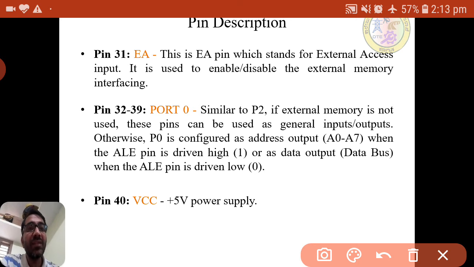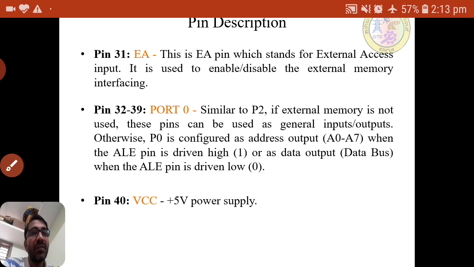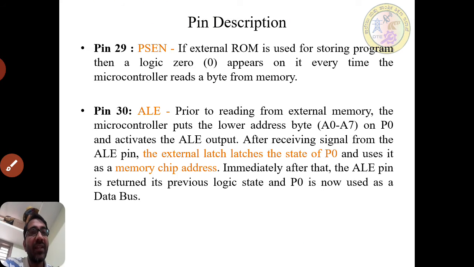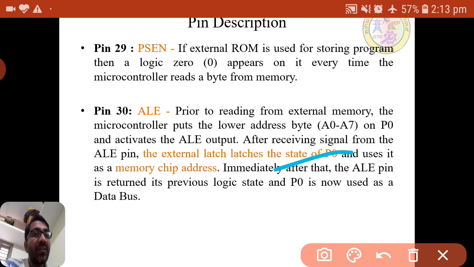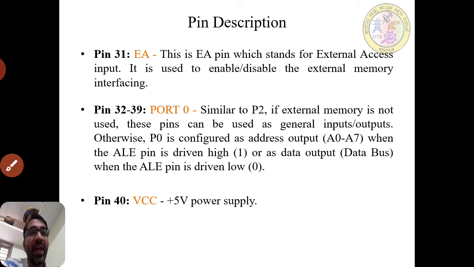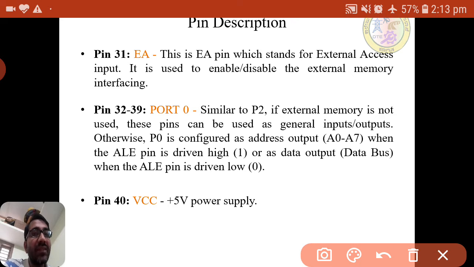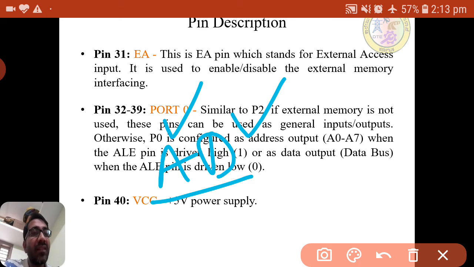Okay, the next one, the last, that is pins 32 to 39, port 0. What we have previously seen, that is ALE, is for port 0. Now port 0 has AD0 to AD7, meaning it will act as a multiplexed bus, as both the address bus and the data bus.